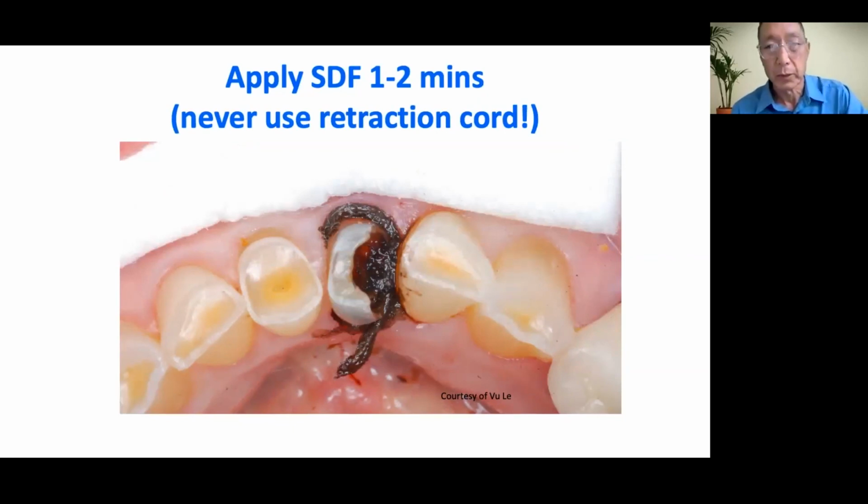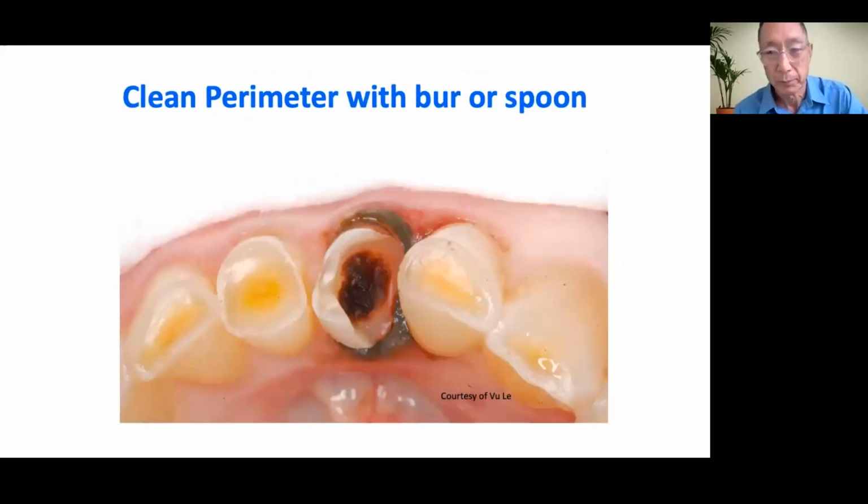More is better if you have a cooperative patient, but never use a cord because it will tattoo the gum, as you see here. This will go away in 1 to 2 days, or at least in a week, on soft tissue in the mouth. So have no fear, it won't cause any harm, it just looks ugly. Hats off to Dr. Vu Li for doing proper perimeter cleaning using selective caries removal and leaving the deeper areas alone on a vital tooth.